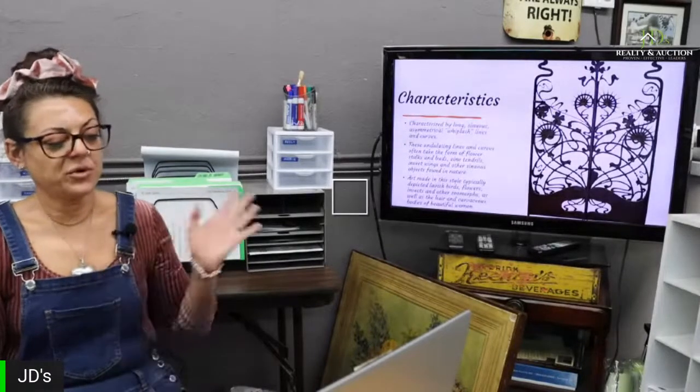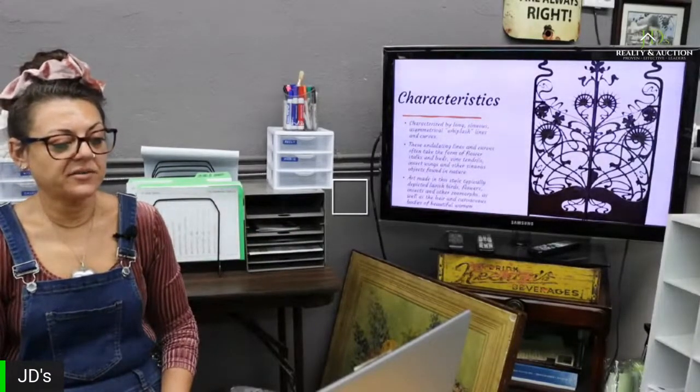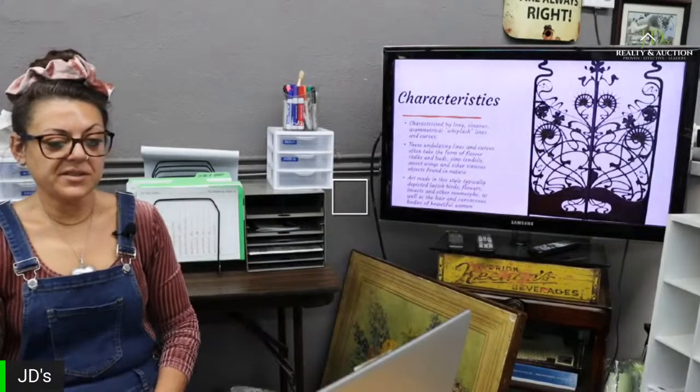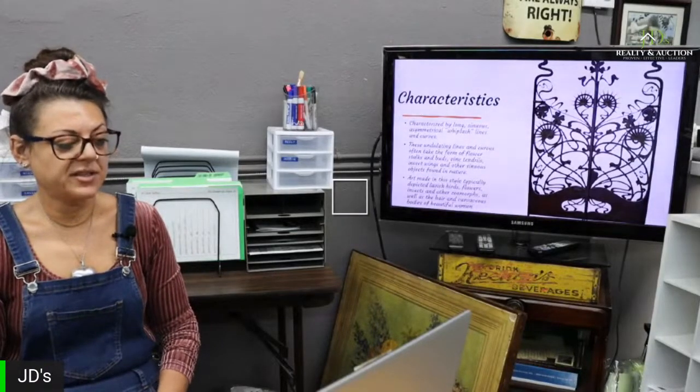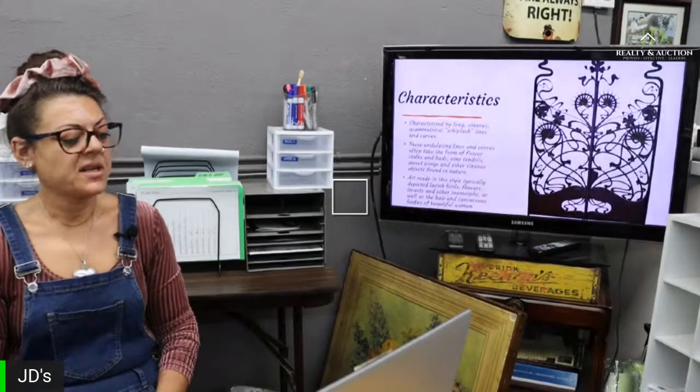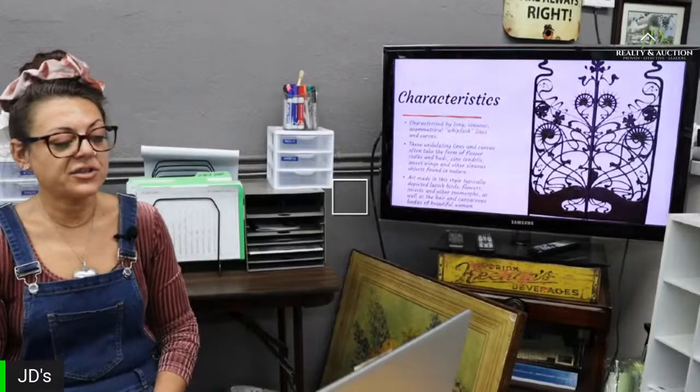Just like the previous aesthetic movement, we see a lot of influence from nature and also Japanese art. Art made in this style typically depicted lavish birds, flowers, insects, and other zoomorphs, as well as the hair and curvaceous bodies of beautiful women.